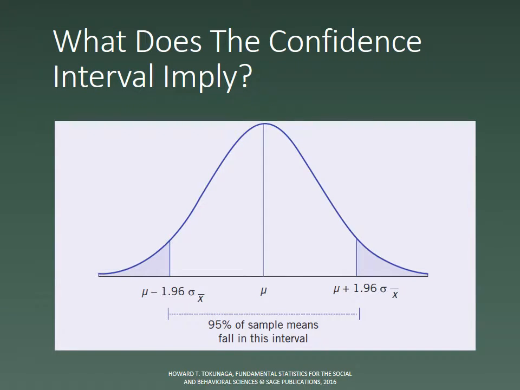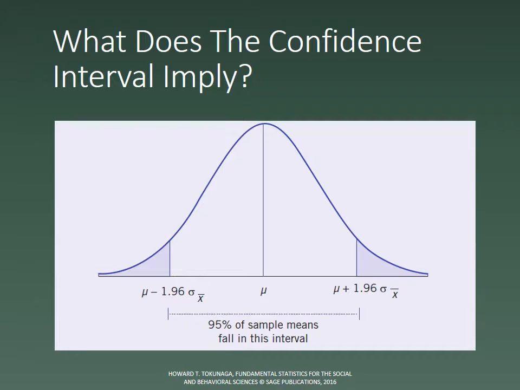What does a confidence interval actually imply? If we look at this picture of the normal curve, we have our mean value in the middle of the population, and then we have that mean value minus 1.96 times the standard error of the sample, and the mean plus 1.96 times the standard error of the sample.